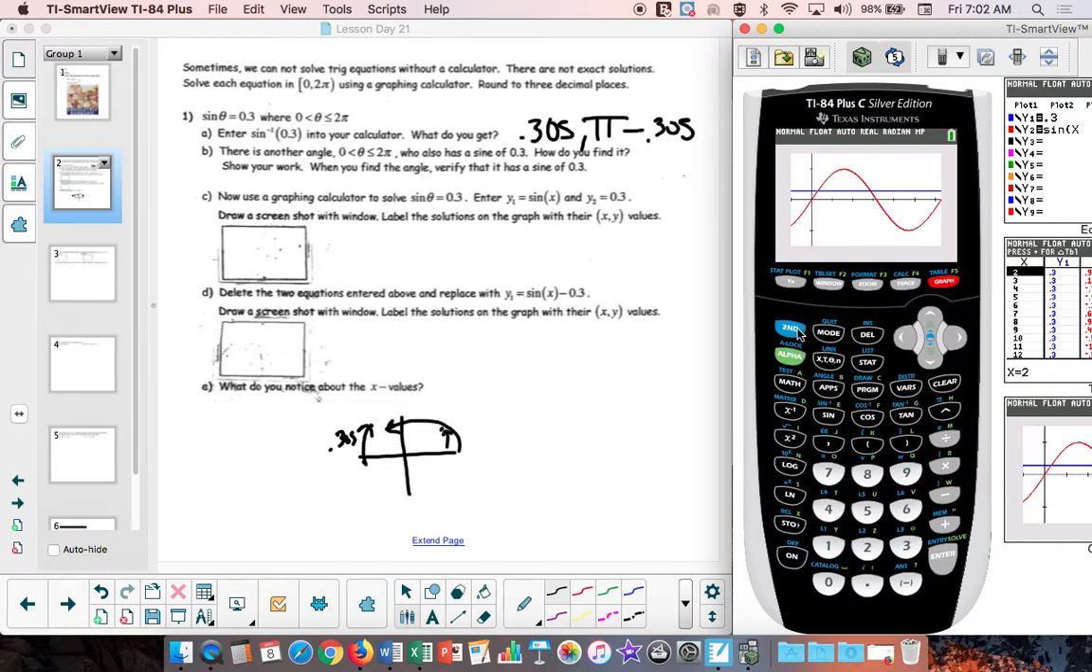Finding those solutions, in case you've forgotten, since way back when, you go second, calculate, and then we're going to go intersect, number 5. First curve, second curve, make your guess. I'm going to go for this one.